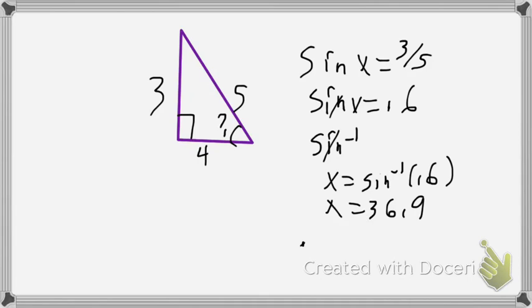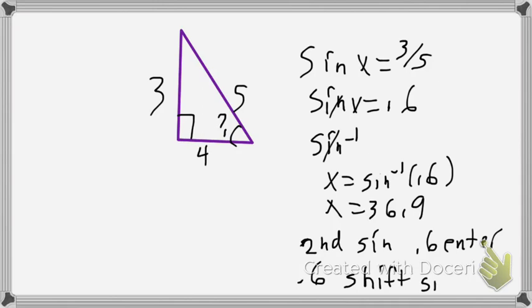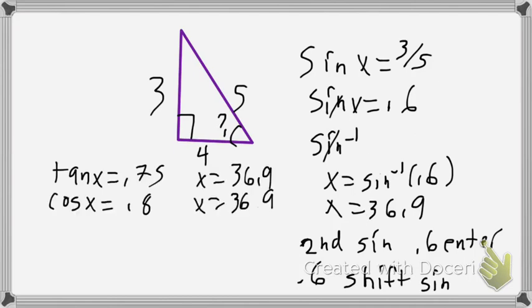So what I want to do now is show you, I'm either going to hit second sine, 0.6, enter, or I'm going to hit 0.6, shift, sine, and that'll give me the inverse sine of 0.6. Notice we could have easily used tangent or cosine.